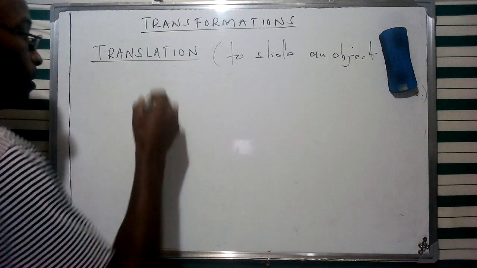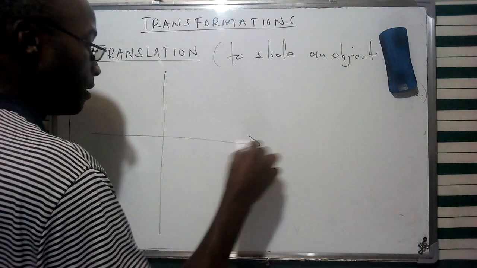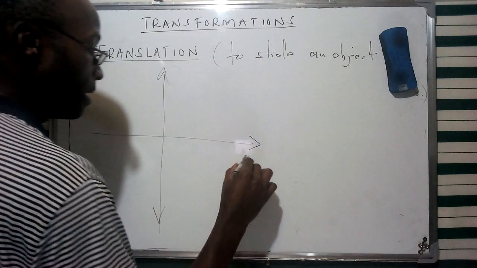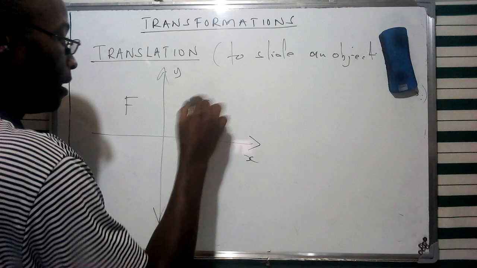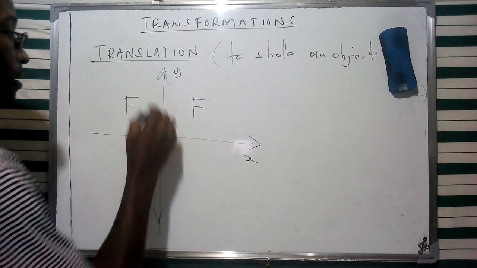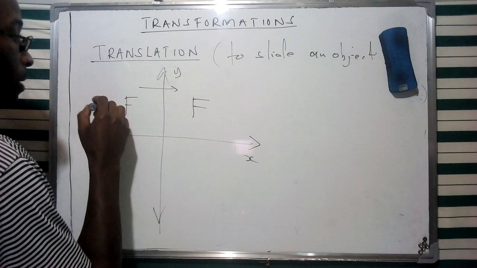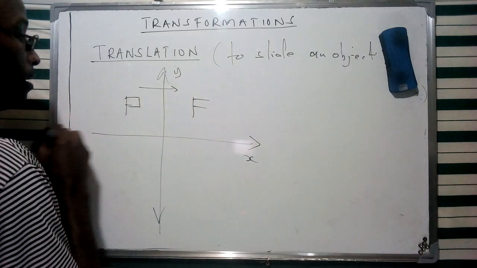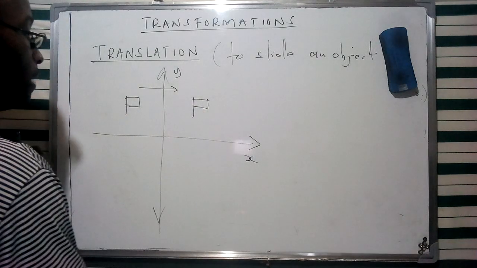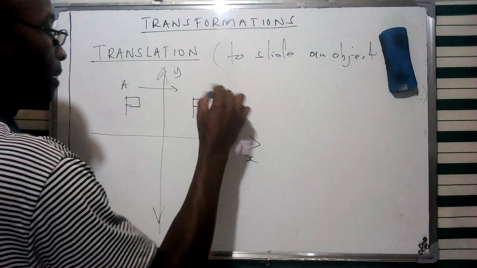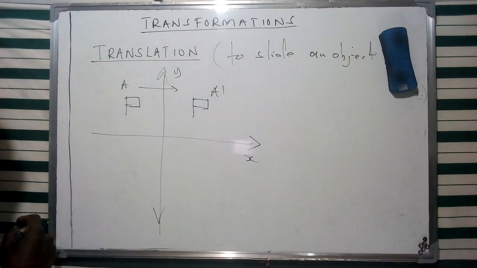For instance, if we consider a two-dimensional Cartesian coordinate system for x and y, we can perform this particular aspect of sliding an object from, let's consider, A to A prime, and therefore this is going to entail the concept of translation.